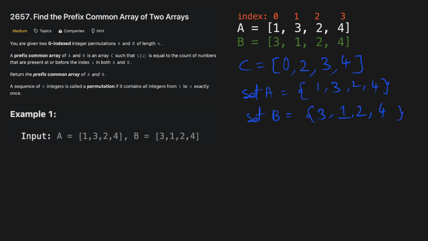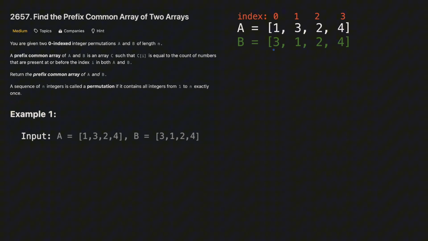And now the question is, can we do better? And the answer is again yes. For that, let's make some important observations. We have two arrays and we need to find the common count up to a particular index, and that will be our answer for that index.